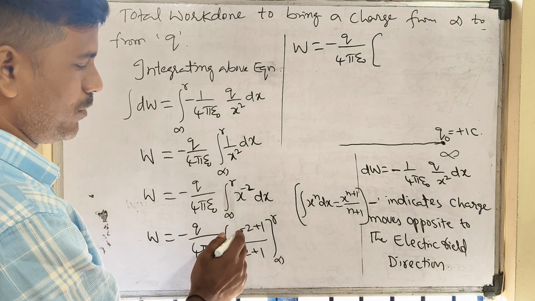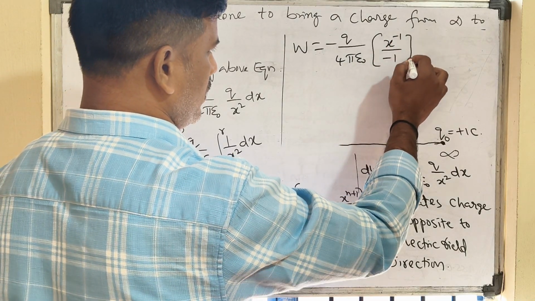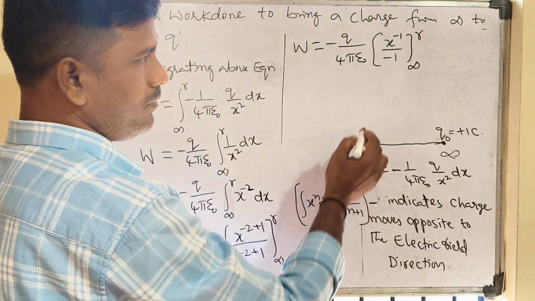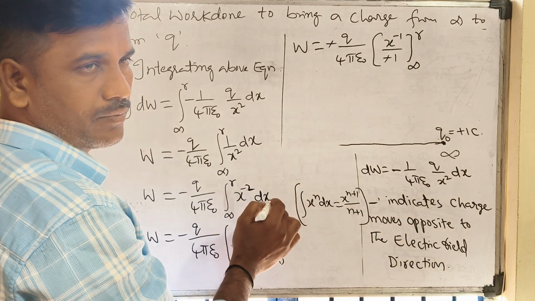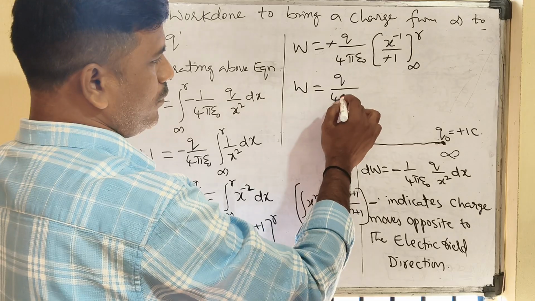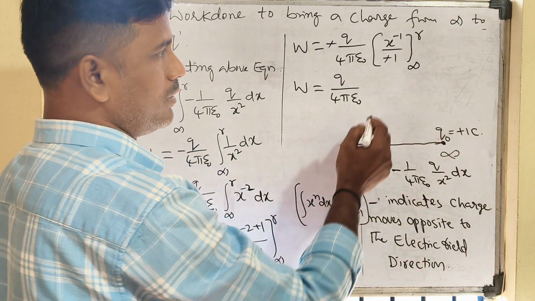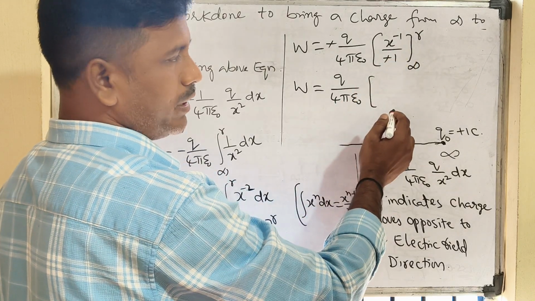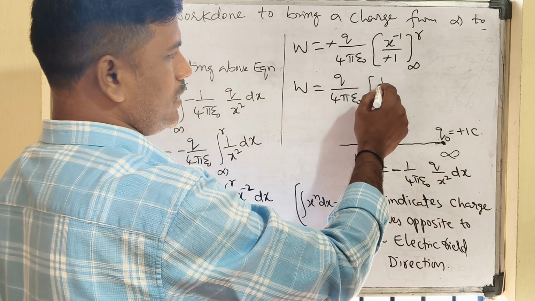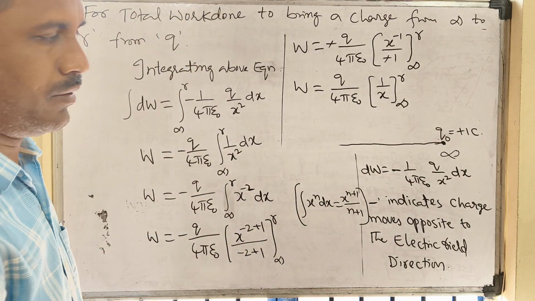Next, x power minus 2 plus 1 means x power minus 1 divided by minus 1, from infinity to r. Here minus and minus cancel. Remaining, w is equal to q divided by 4 pi epsilon naught. First, x power minus 1 is there, with 1 in the denominator. x power minus 1 is written as 1 by x, from infinity to r.